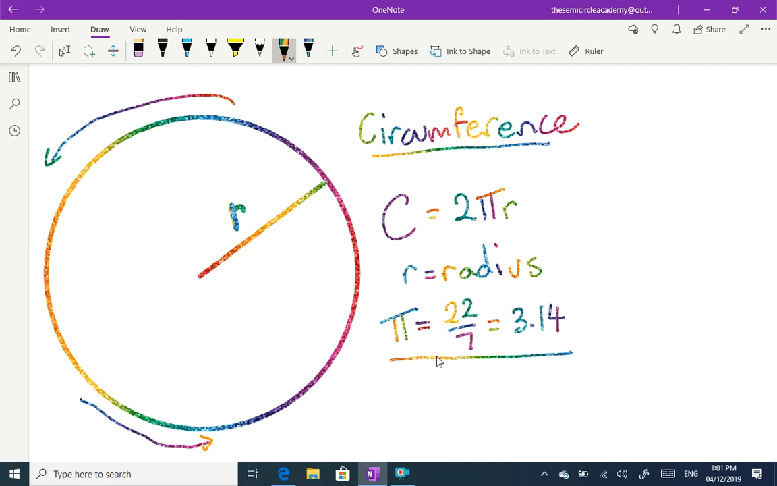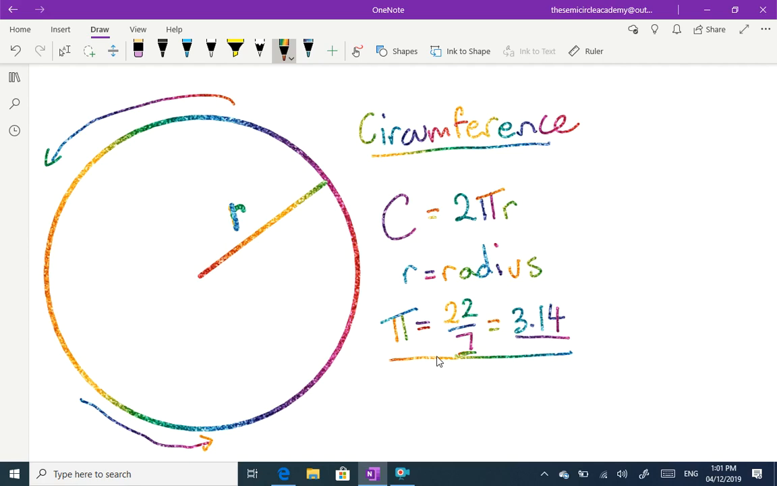It's a constant that is associated with all circles. So all circles and all circle formulas will have something to do with pi. And as I said, in another video, we will talk a little bit more about what pi is. But for now, we just need to know that it's a constant. It's 3.14 or 22 over 7. Any one that you want to use is fine.